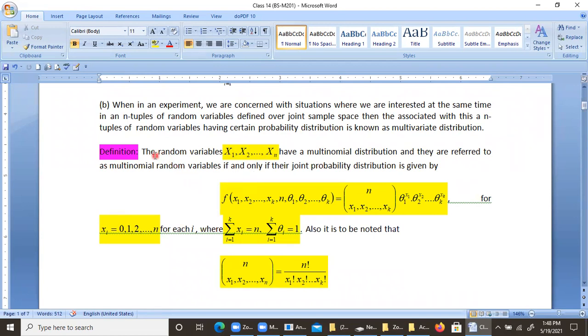So if we consider such random variables x1, x2, dot dot dot xn, such random variables will have a multinomial distribution, and they are referred to as multinomial random variables if and only if their joint probability distribution is given by f of x1, x2, dot dot dot xk, n, theta 1, theta 2, dot dot dot theta k. These are the probabilities of each of these outcomes.